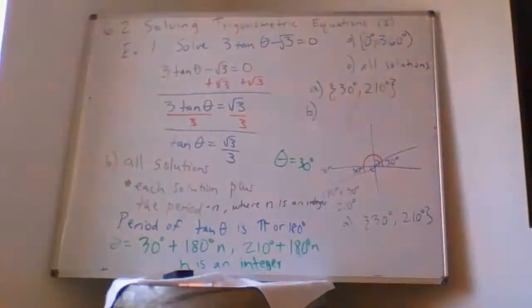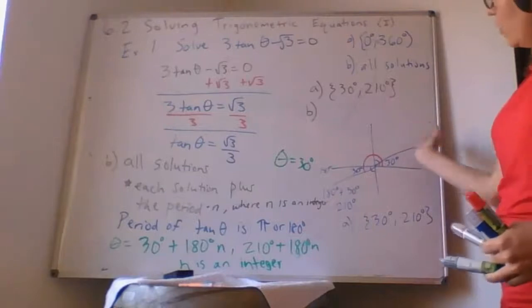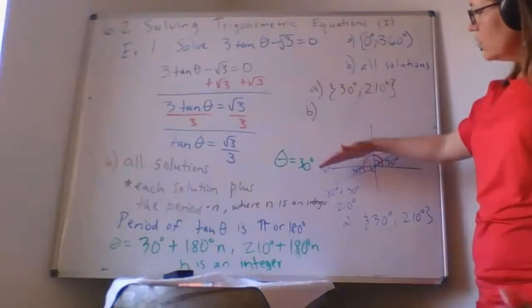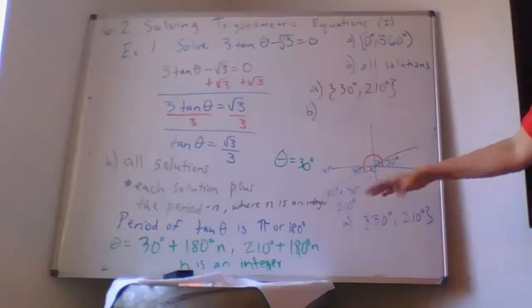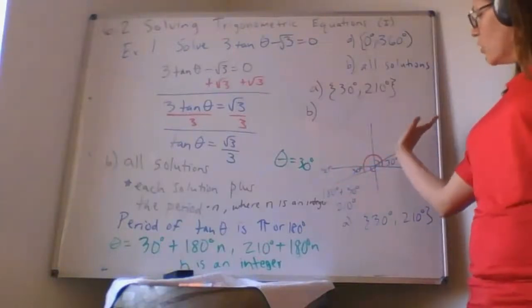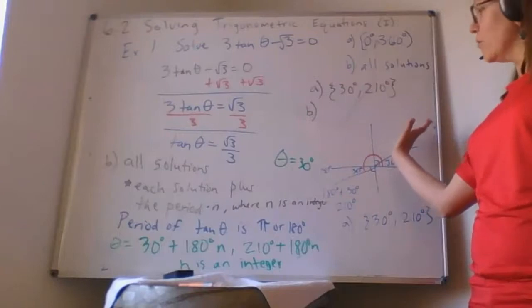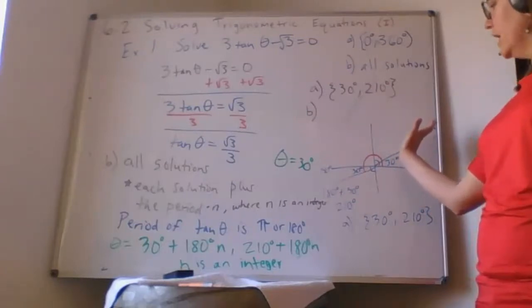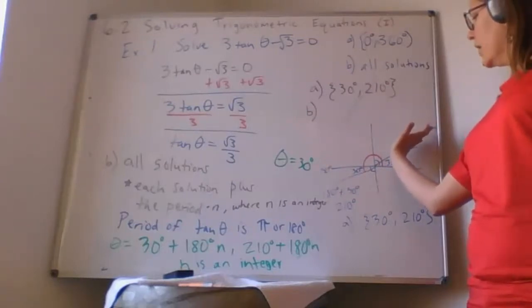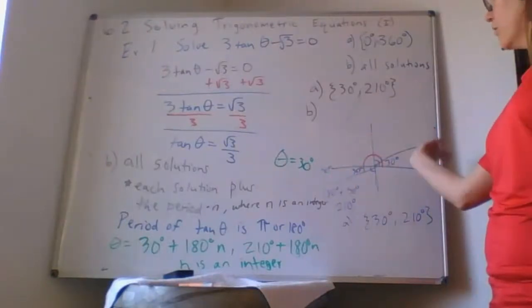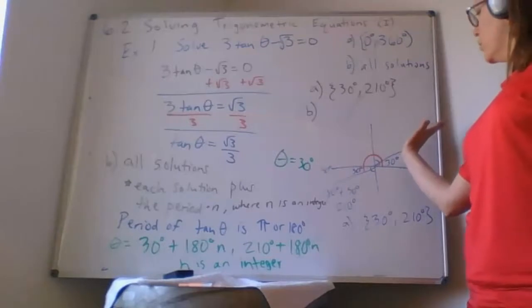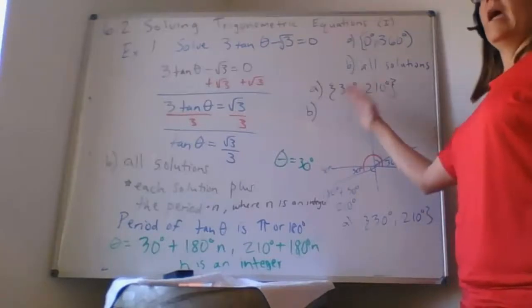However, let's take a look. When we take 30 degrees and we add 180 degrees, we actually get 210 degrees. So we could just start with 30 degrees and add multiples of 180 degrees. So we add 180 degrees, we get to 210. Then we add another 180 degrees and we get to 390 degrees, and so on.